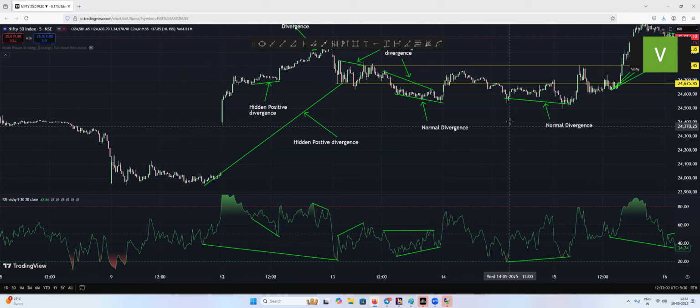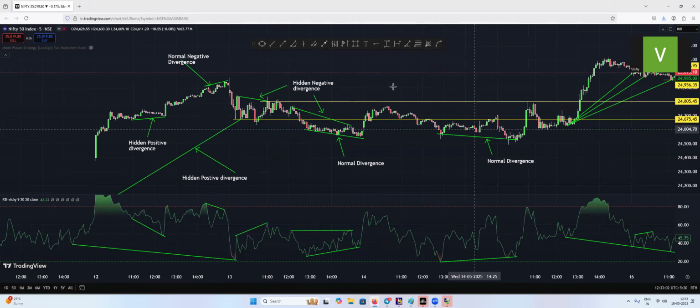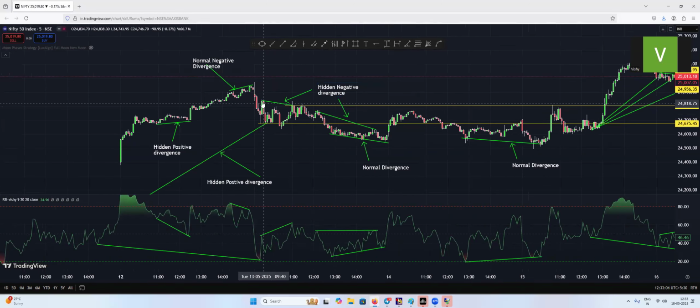Okay. Now let's go to the hidden negative divergence. So here, in case of negative divergence, we are going to consider the peaks, highs. So I'm comparing this with this, right? I am comparing with this. So mark the same high here in RSI as well.